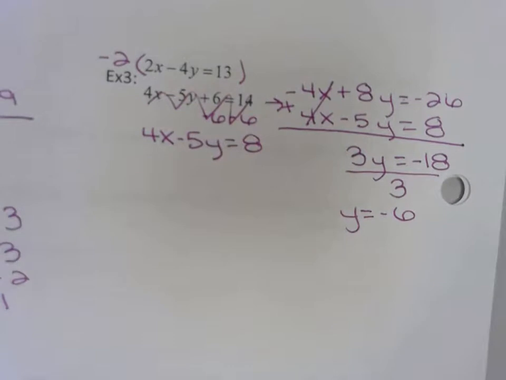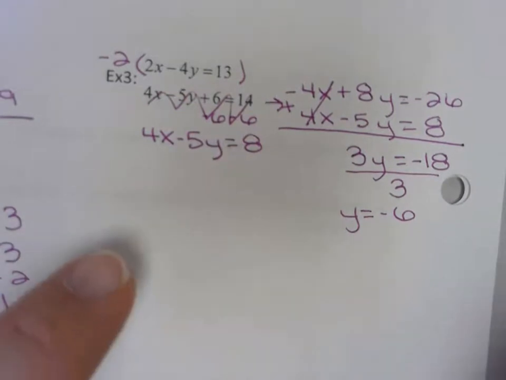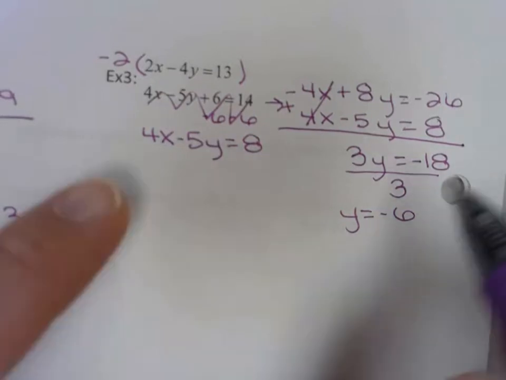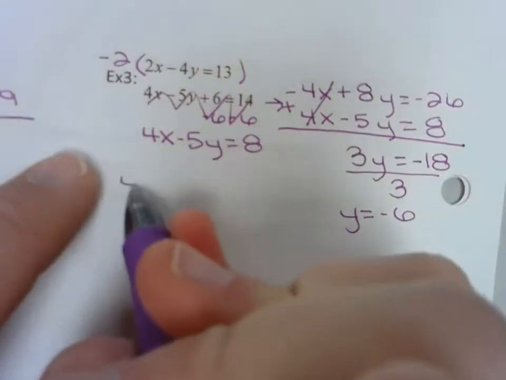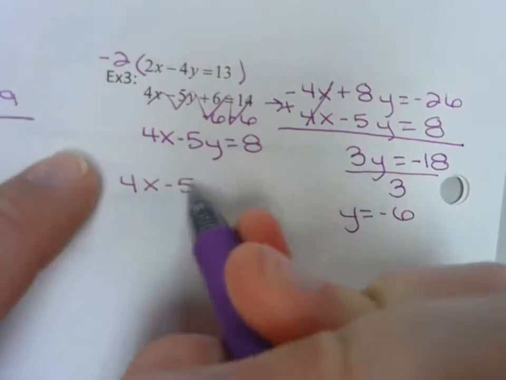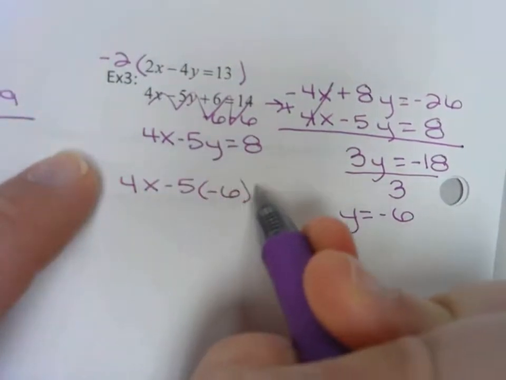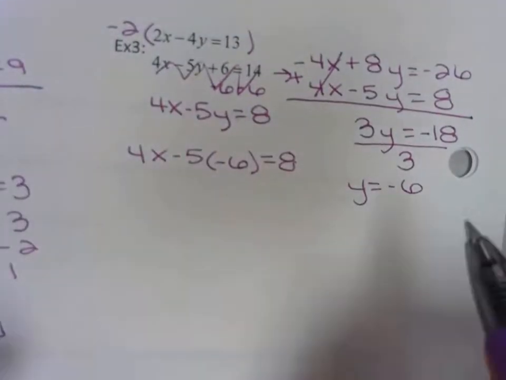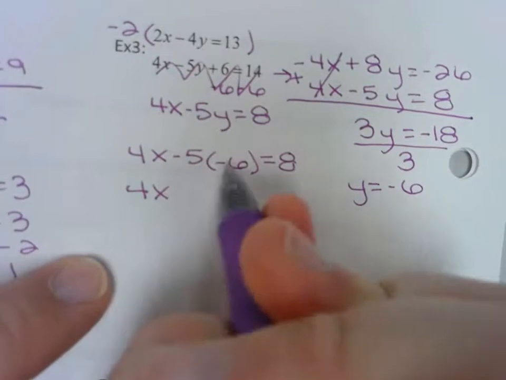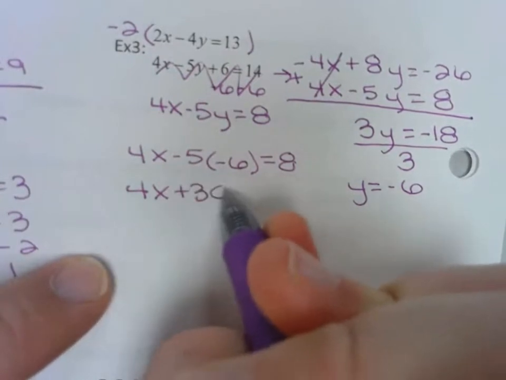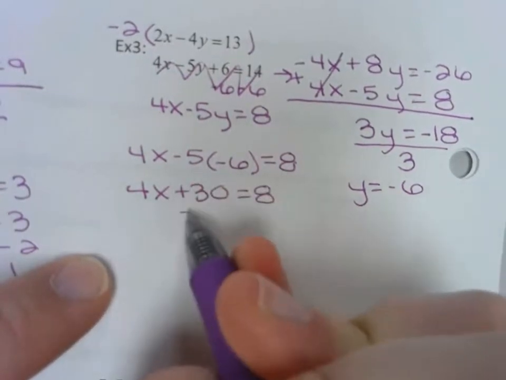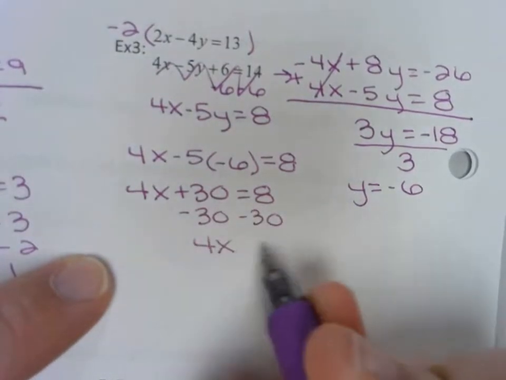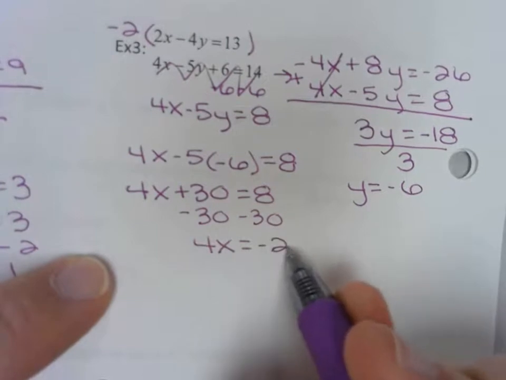Solving a system of equations, I always need x and y. So if y is negative 6, plug it into an equation to find x. It doesn't matter. Let's just use this one. So 4x minus 5 times negative 6 equals 8. I'm plugging negative 6 in where y is. 4x, negative 5 times negative 6 is 30, so plus 30 equals 8. Minus 30, minus 30. 4x equals negative 22.